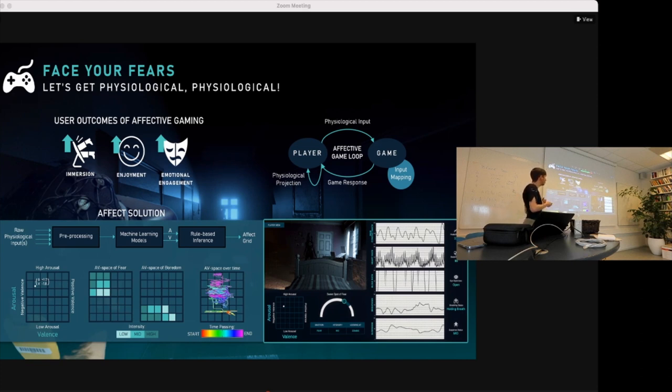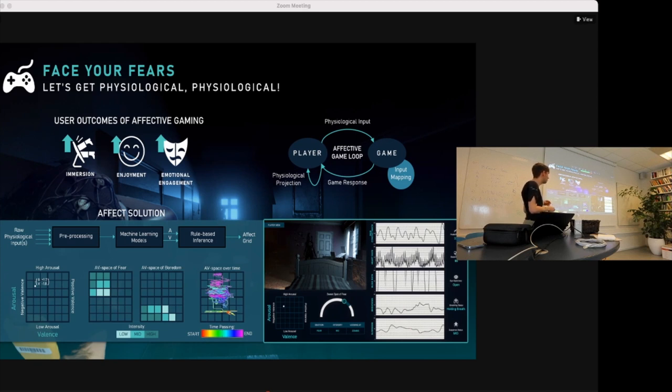So that's one way of using it as a direct controller. And then we're also feeding the data back into the players. That's the idea of biofeedback: having their own heart rate fed back into the player in real time when they're in scary situations. So these are some of the tools that we're using to develop this experience.